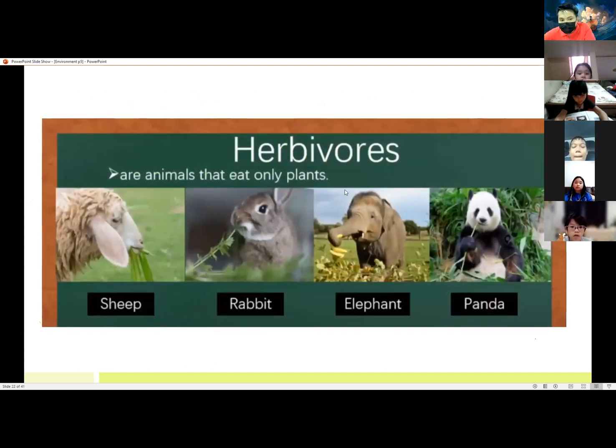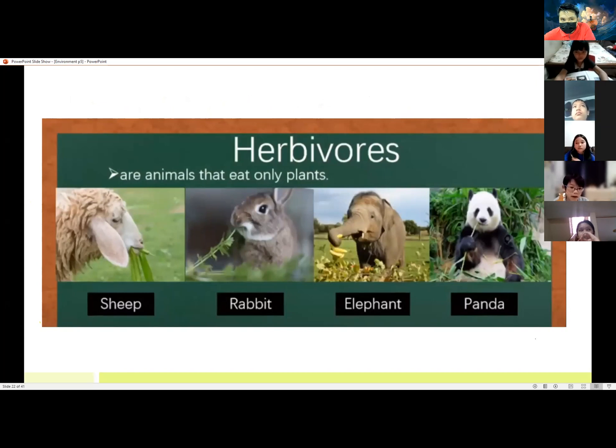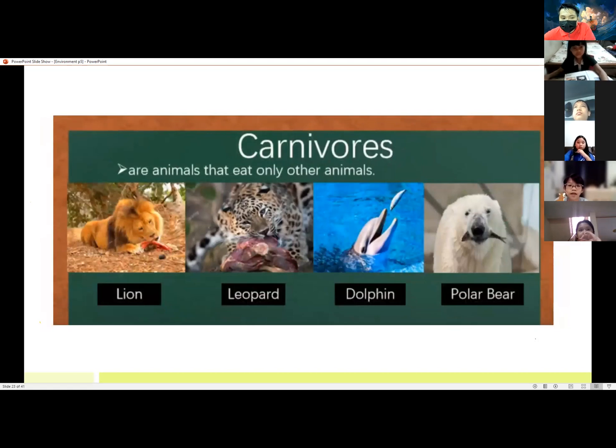Okay, herbivores are animals that eat only plants. You have the sheep, rabbit, elephant, and panda. Can you give me other herbivores? Cow. What else? Buffalo, giraffe, horse. What else? Goat. Very good.